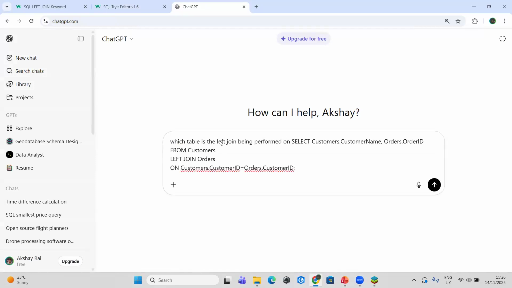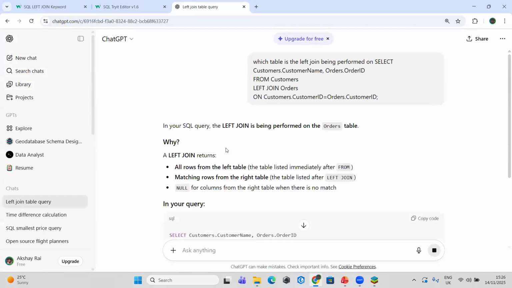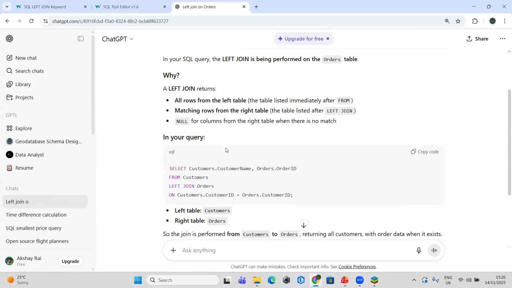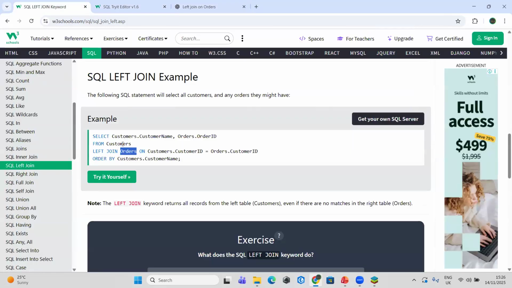The SQL query for left join, right join is still difficult. It needs practice. So here, the table that we mentioned first, from customers, this is the left. So the table that we mention before the word left join.